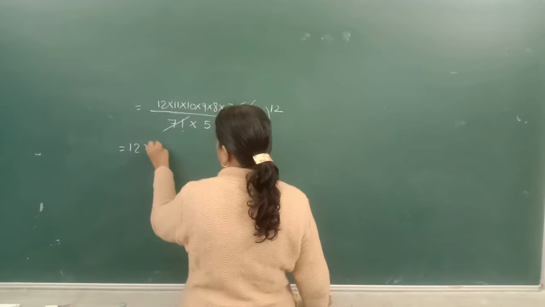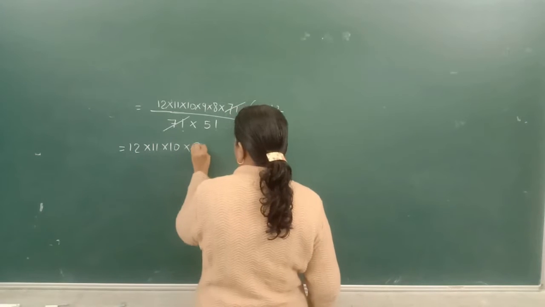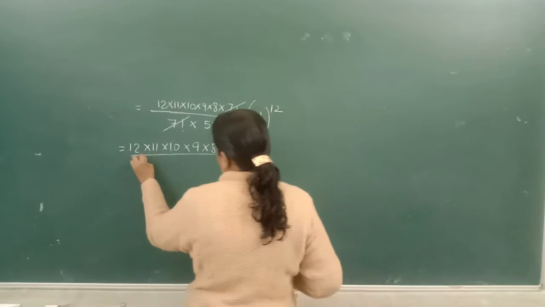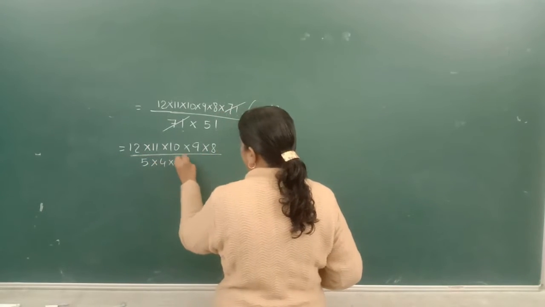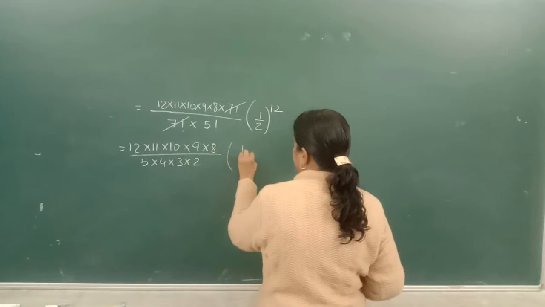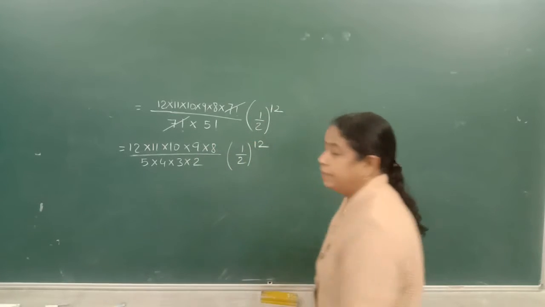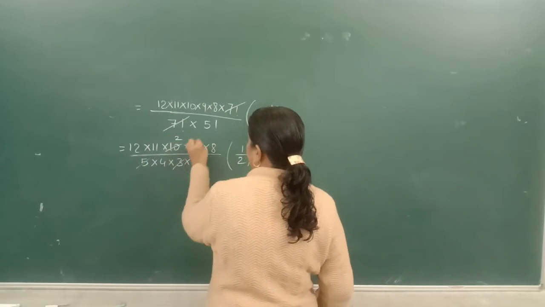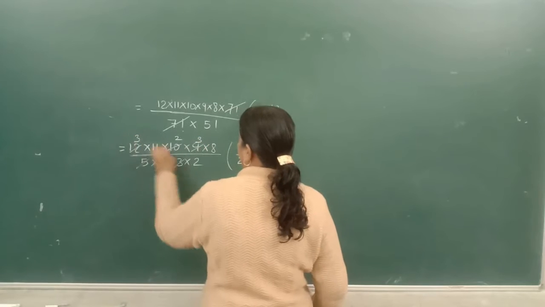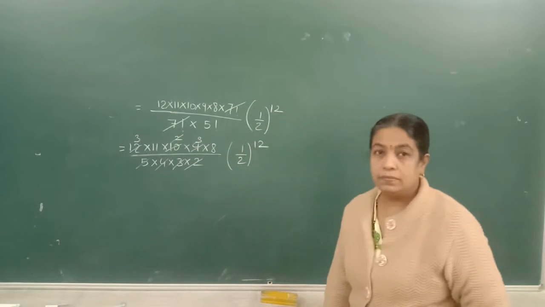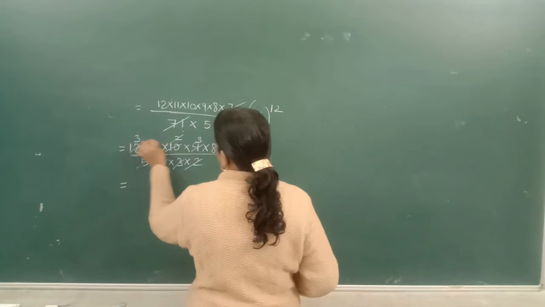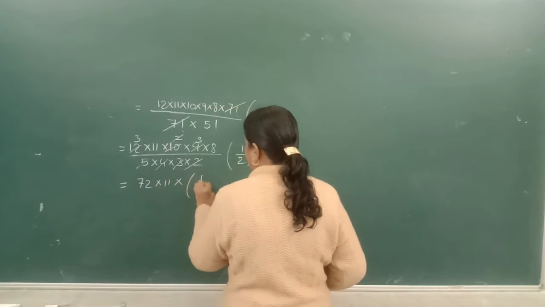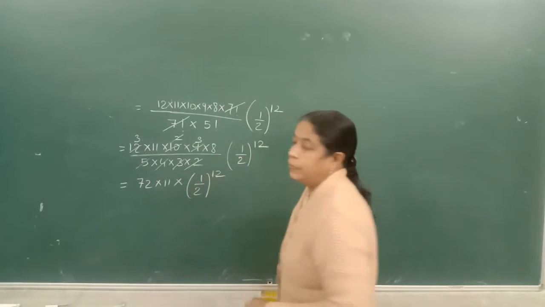12 into 11 into 10 into 9 into 8 upon, now you can expand 5 factorial: 5 into 4 into 3 into 2 into 1. It is not necessary to write 1 to the power 12. Now just cancel whatever things are there. 5 2s are 10, 3 3s are 9, 4 3s are 12, 2 2s get cancelled. Now we will see what remains. 3 3s are 9, 9 8s are 72, into 11 into 1 upon 2 to the power 12.